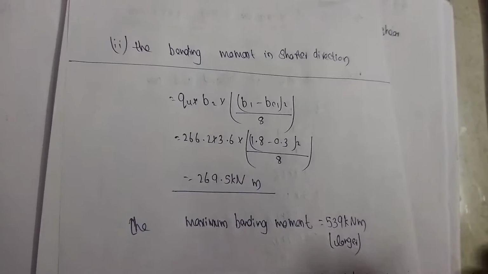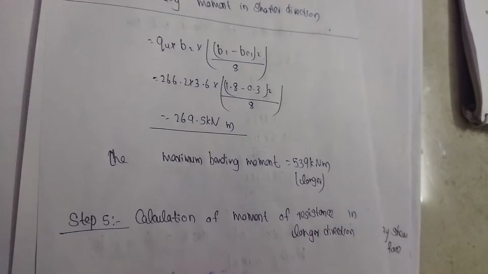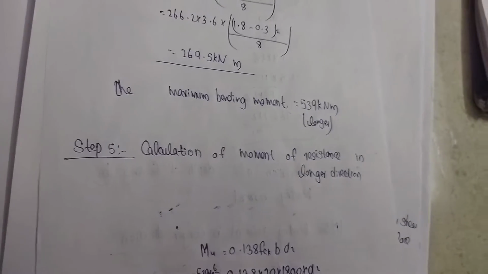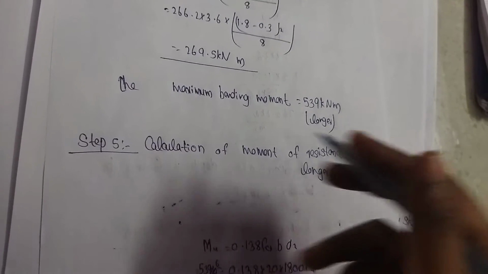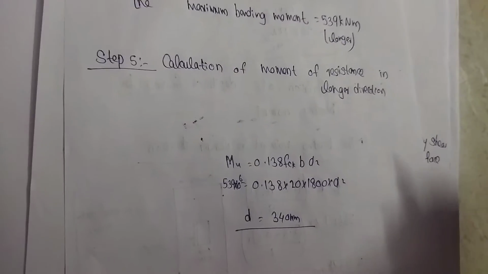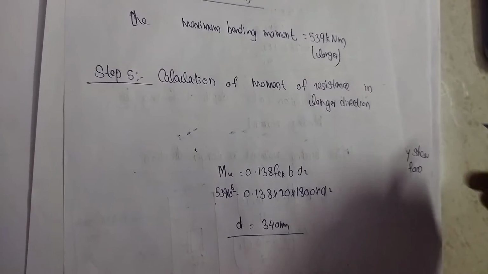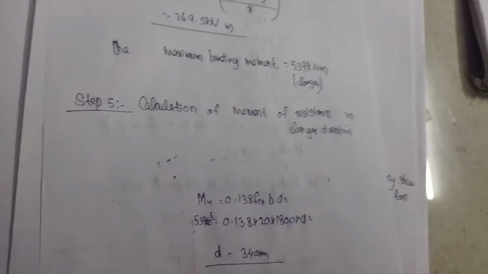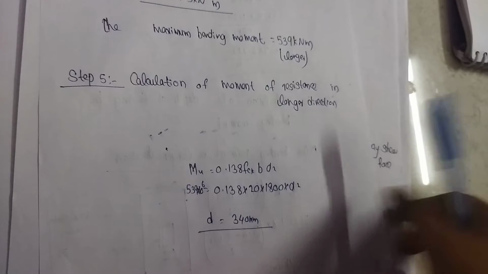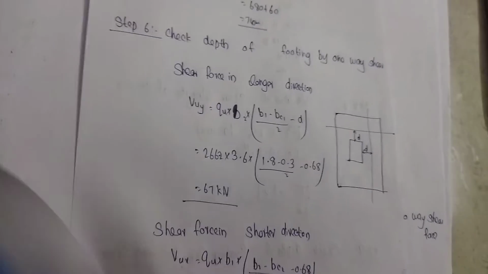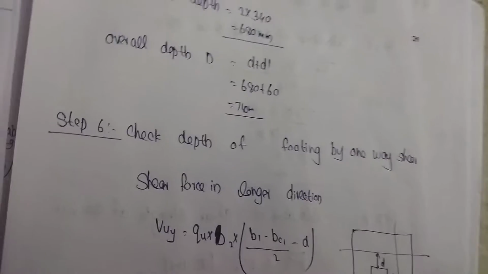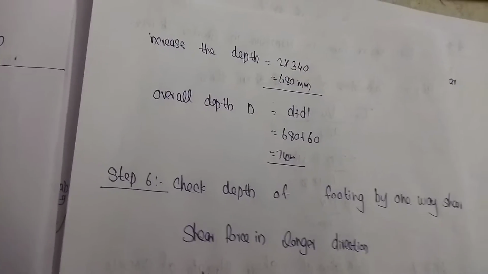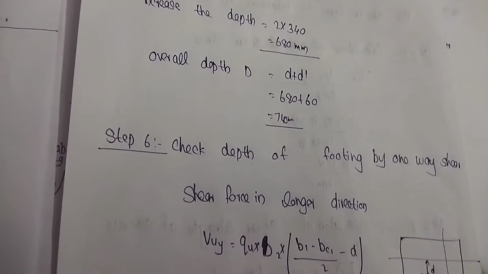Then this is the bending moment in the longer span. For the bending moment in the shorter span, small changes: B1 changes to B2 and bc2 changes to bc1. Compare these two moment values and take the larger one, that is the maximum bending moment. After calculating, we calculate the depth. Calculation of moment of resistance in the longer dimension: Mu is assumed as this value, and by substituting all the values we get the value for d, that is depth. In the case of footing we take twice the depth, and after that we calculate the overall depth.